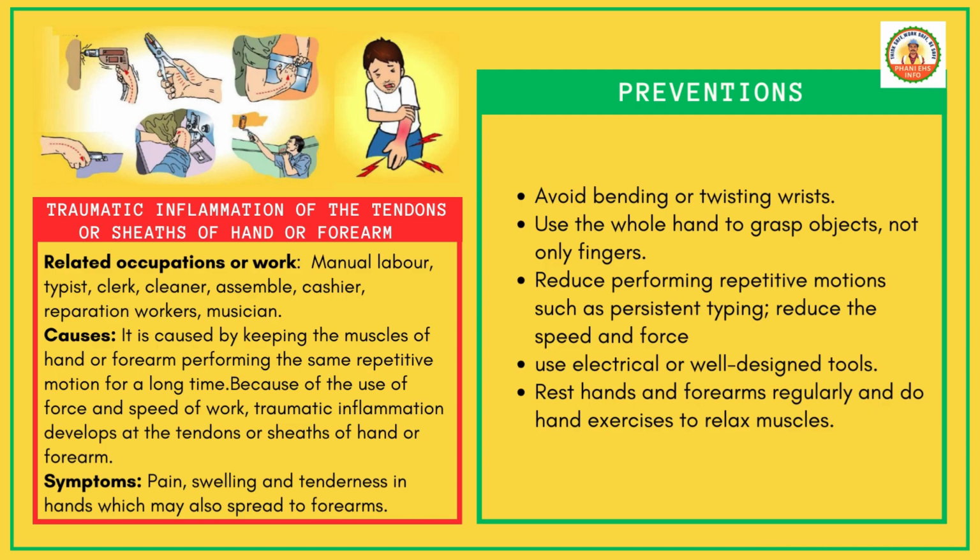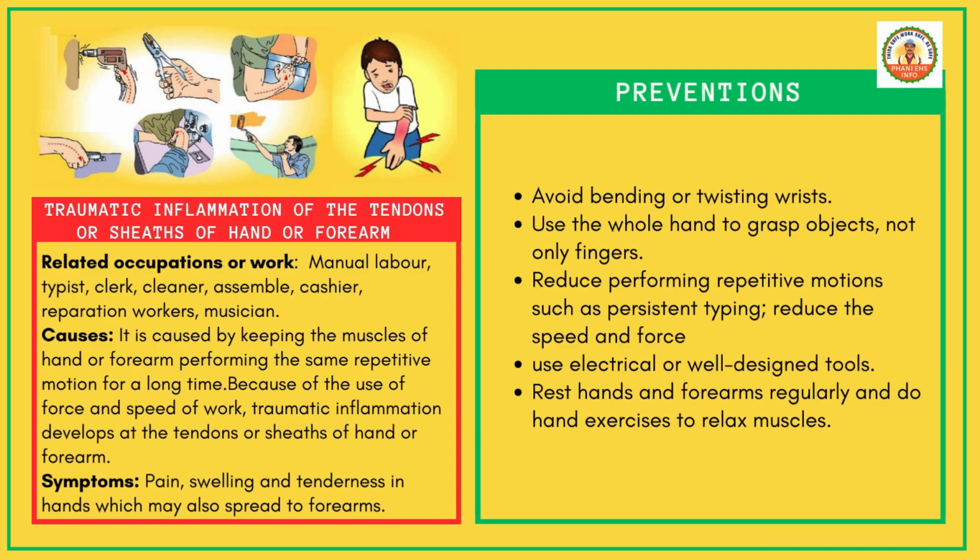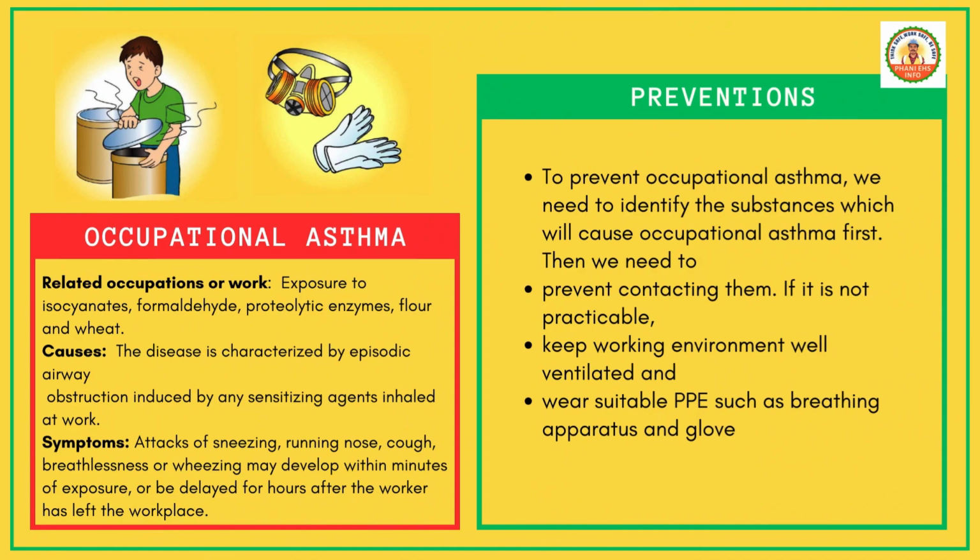Preventions. Avoid bending or twisting wrists. Use the whole hand to grasp objects, not only fingers. Reduce performing repetitive motions such as persistent typing, and reduce the speed and force. Use electrical or well-designed tools. Rest hands and forearms regularly and do hand exercises to relax muscles.